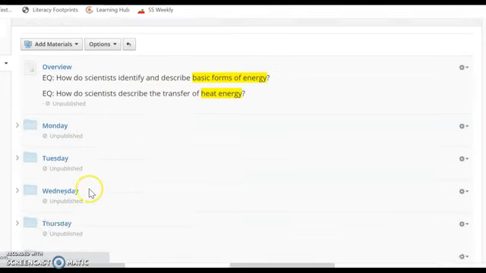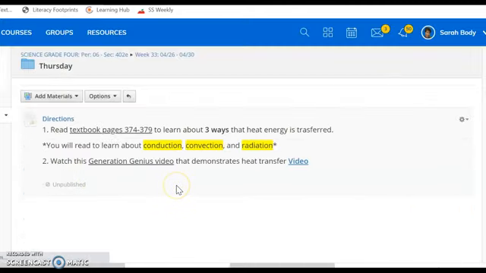And on Thursday, that's where we're going to jump into Unit 8, where we were talking about energy and specifically heat energy and how it's transferred. So you're going to read these textbook pages 374 to 379. On those text pages, you're going to be learning about 3 ways that heat energy is transferred: conduction, convection, and radiation. After that, you're going to watch this Generation Genius video.